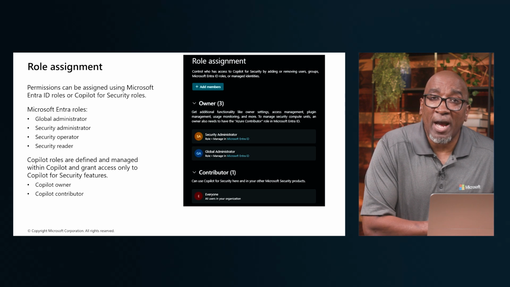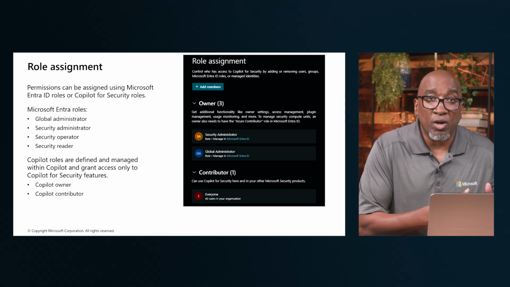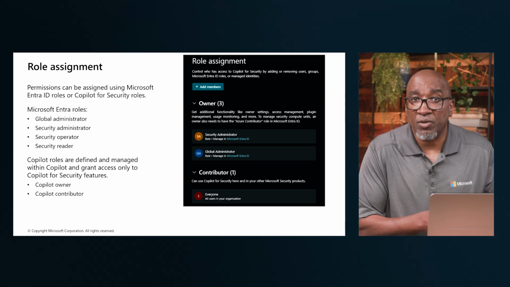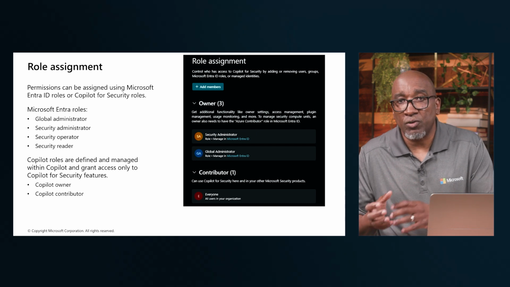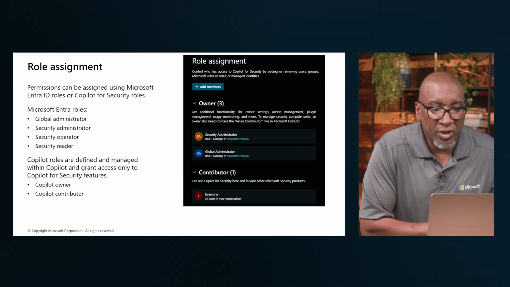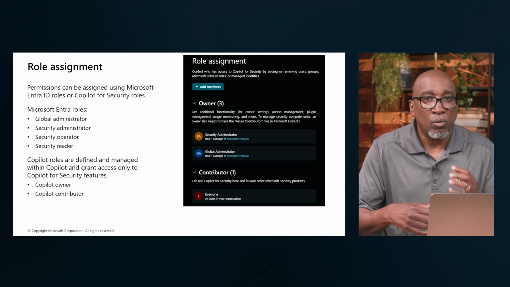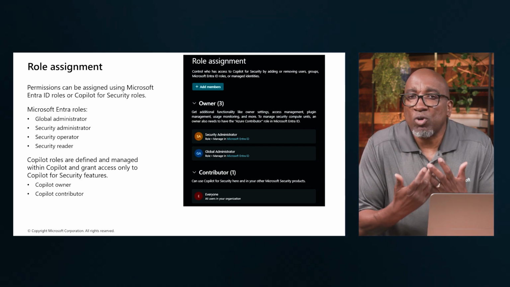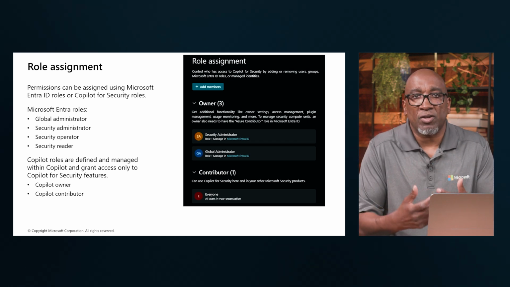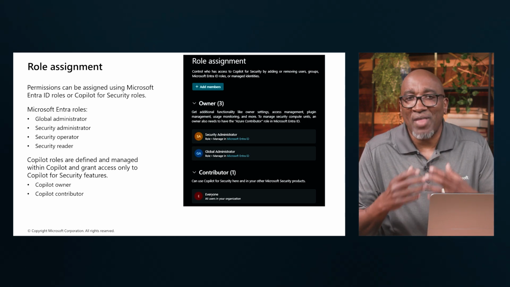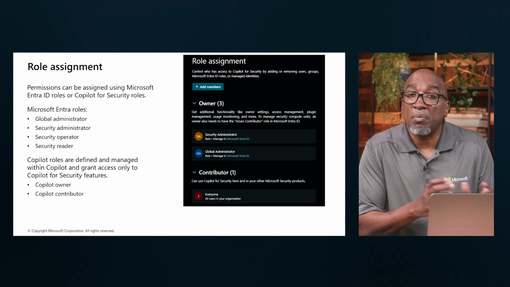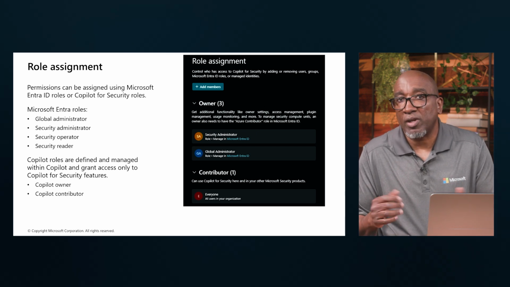These roles are governed by Entra ID. There are specific roles in Copilot for Security. These are what we use to grant access to the specific features of Copilot for Security: Copilot owner, Copilot contributor. Once again, adopting that principle of least permissions gives us the ability to ensure that that information or that capability is only shared with those that actually need it.